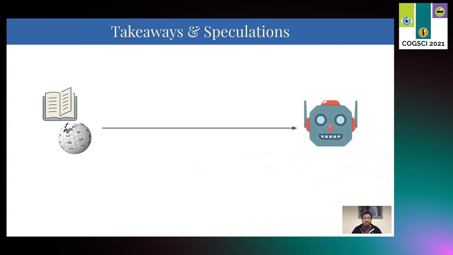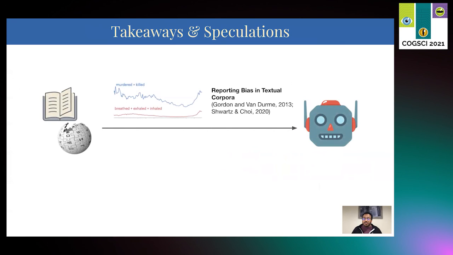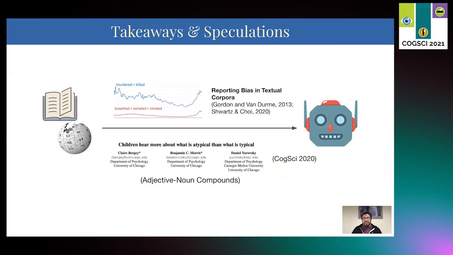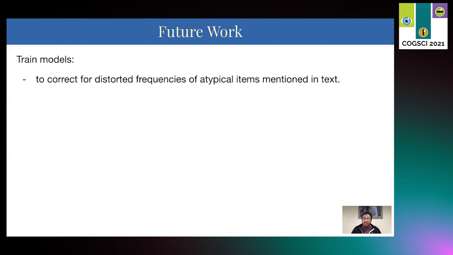We speculate that this might be the case because real-world texts rarely mention obvious facts about the world and instead have a bias to report the more atypical events and items. And even evidence from recent inquiries suggests that this also propagates to models that are trained to reflect distributional statistics. So future work can aim to correct for distorted frequencies of atypical events and items mentioned in text by informing models from a more grounded source of knowledge.